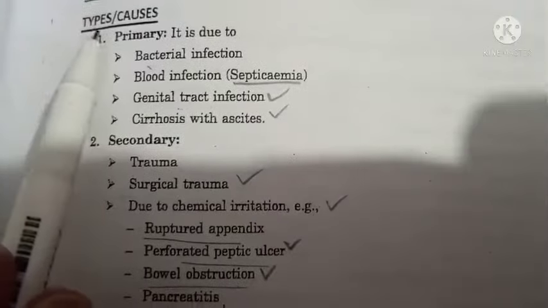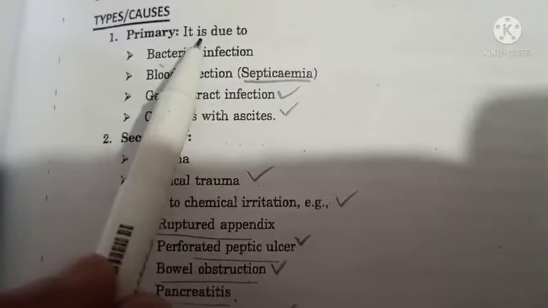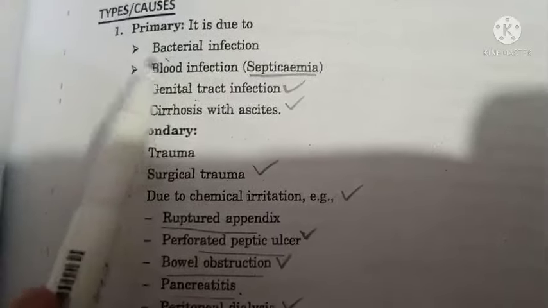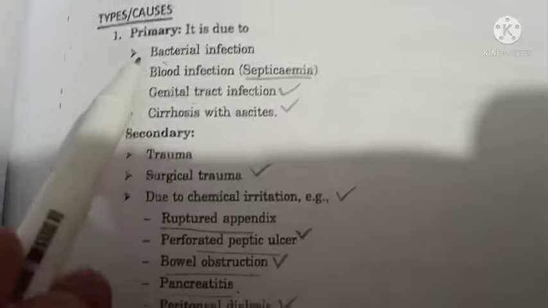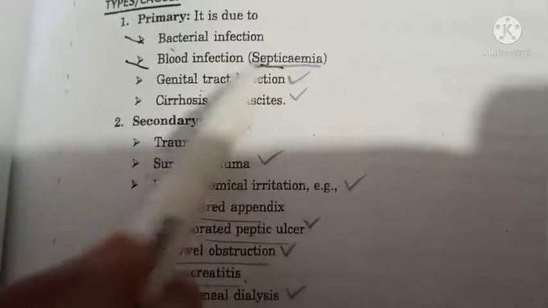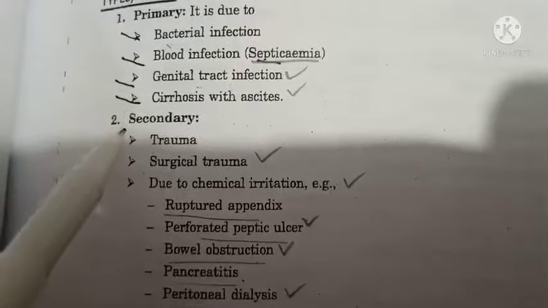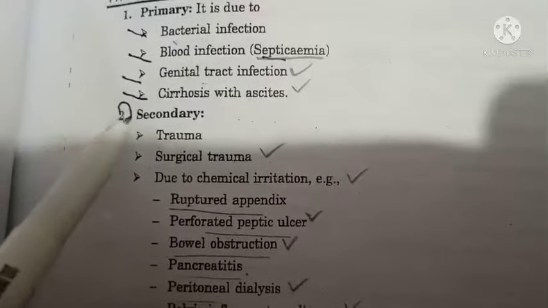Okay, so now we will be looking at the types or causes of peritonitis. Types include primary peritonitis, where the causes are bacterial infection, blood-borne infection like septicemia, genital tract infection, cirrhosis or ascites, which can cause primary peritonitis.